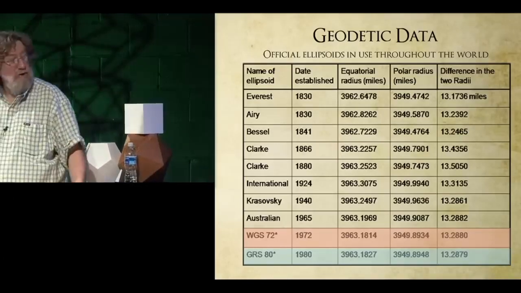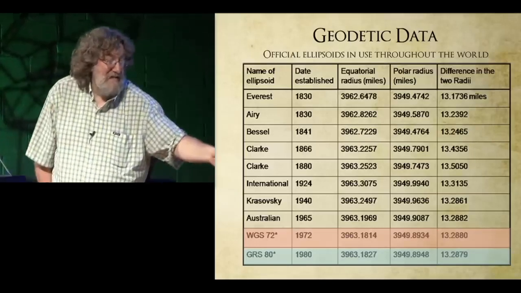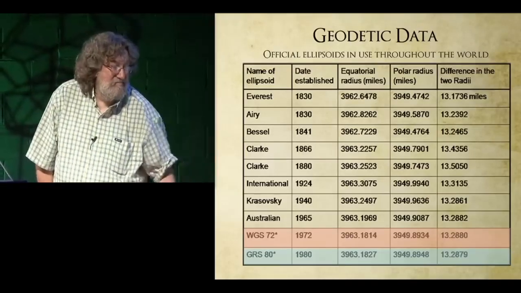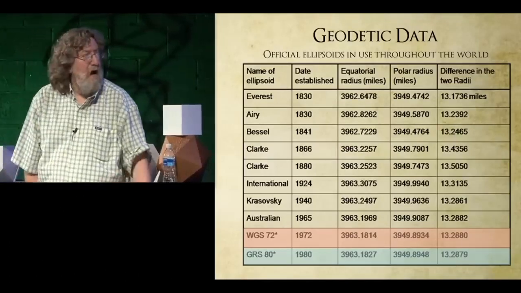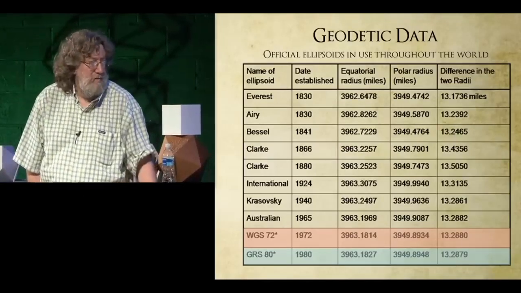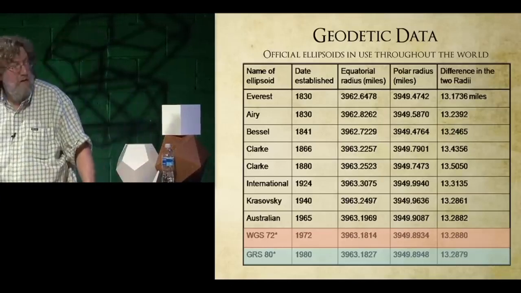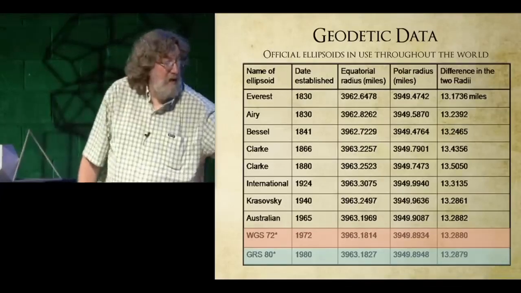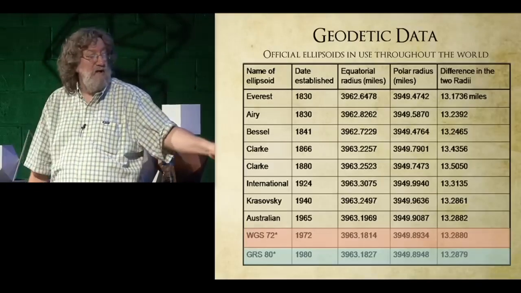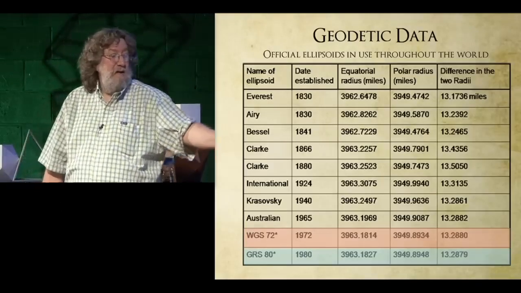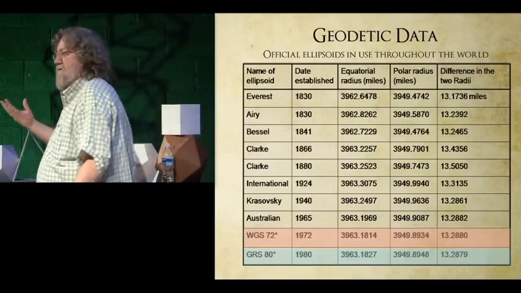Well, let's see. In terms of feet, that's a difference of roughly 250 feet between these two measurements. In other words, between the first satellite measurement in 72 and the second one in 1980, the difference was about 250 feet, say.